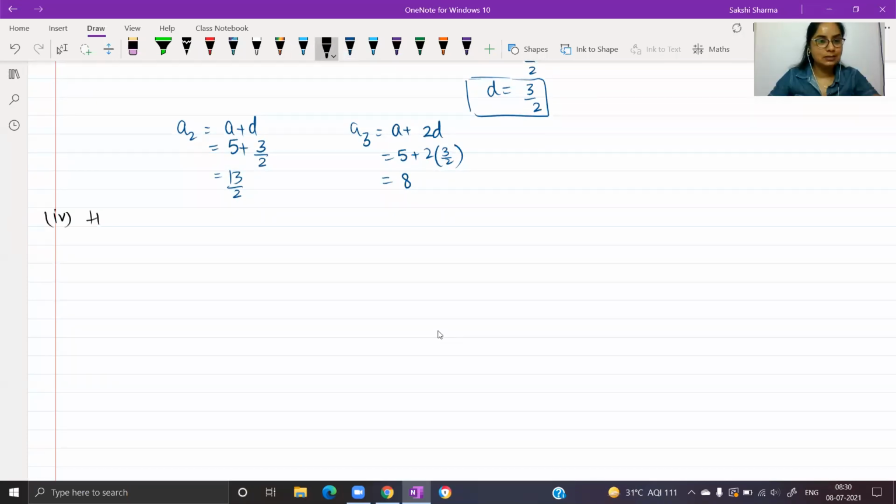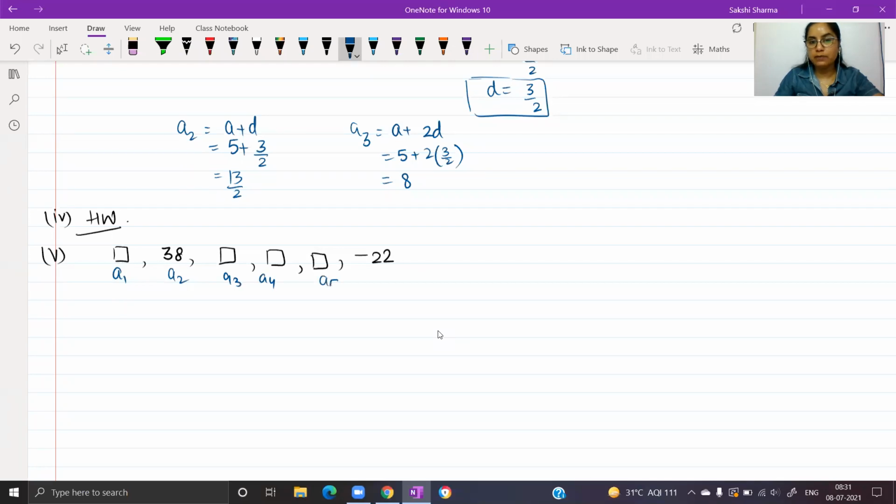Fourth part, you will be doing on your own. I'm taking the last part. Fifth part, we have first term missing. The second term is 38. Third term missing, fourth term missing, fifth term missing. The sixth term is negative 22. So A1, we have A2, A3, A4, A5 missing. This is A6. Form the two equations.